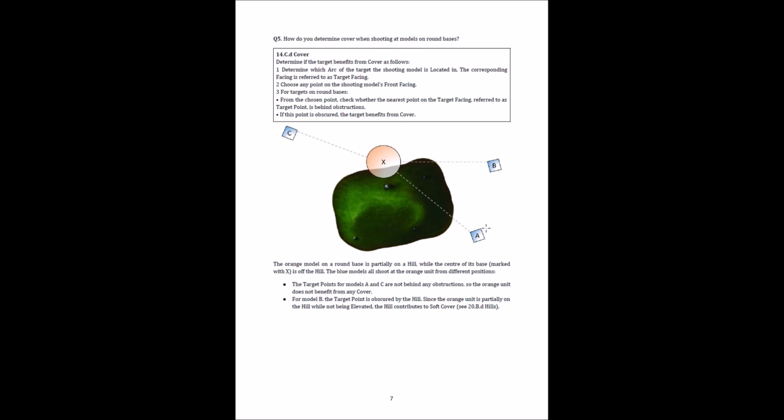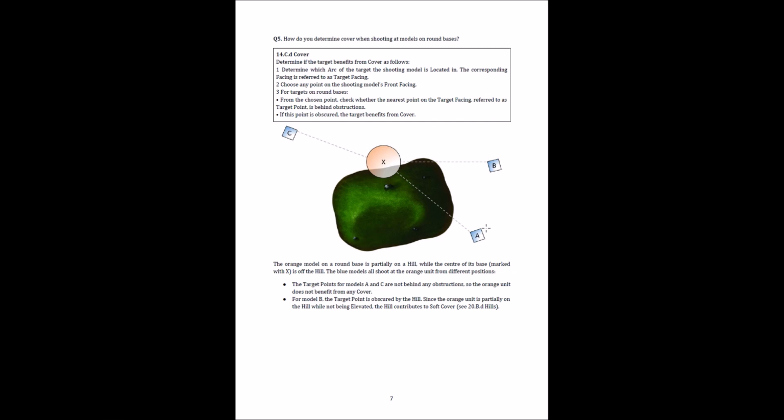Unit C, of course, no penalty shooting at it, because it's shooting from behind. Unit B, on the other hand, the closest point is covered by the hill, but since it's partially on the hill, it's only a -1. It only gets soft cover. Right, but half of it's behind.